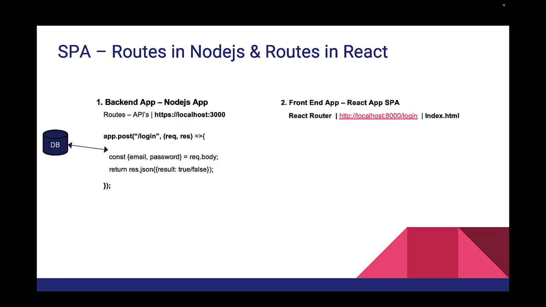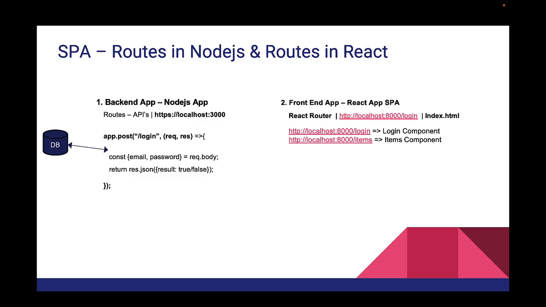Now, what happens is React would typically have a React router, and that app would run on a separate port, might be 8000, might be different. So we define all our routes, and because it is running on port number 8000, for example, all the routes which we define in React router would actually point to one of the components that we have developed in React.